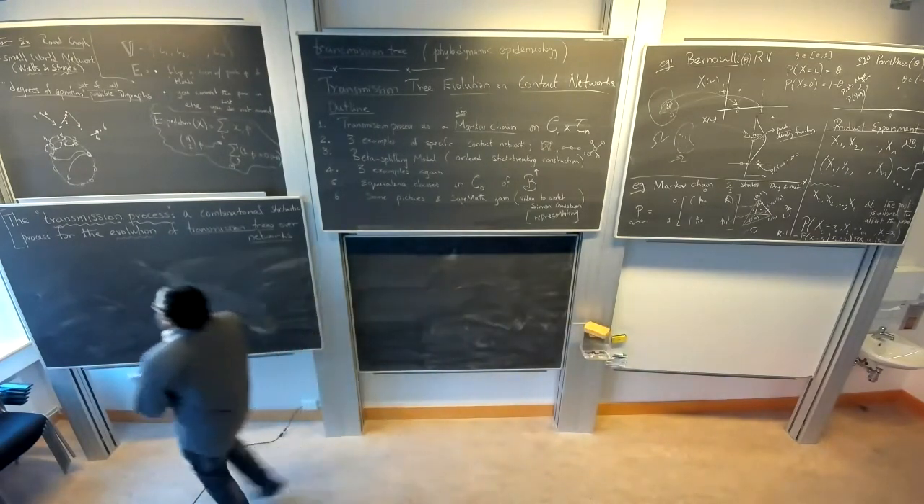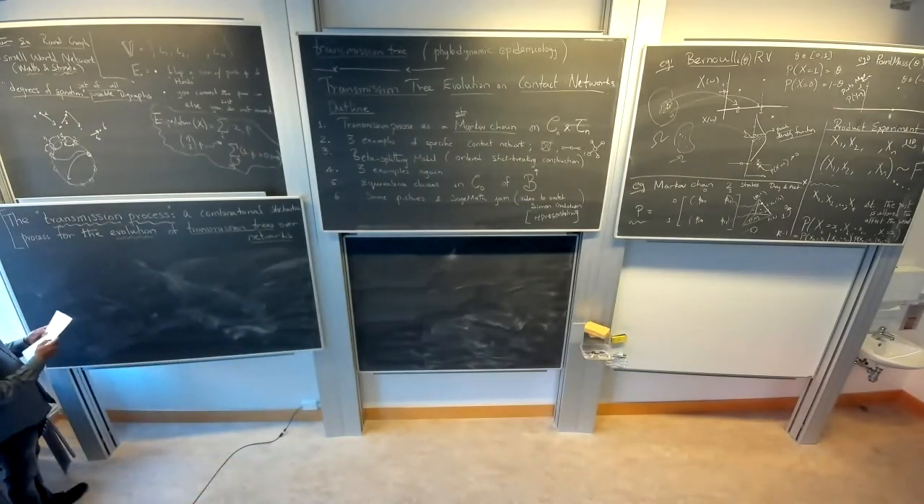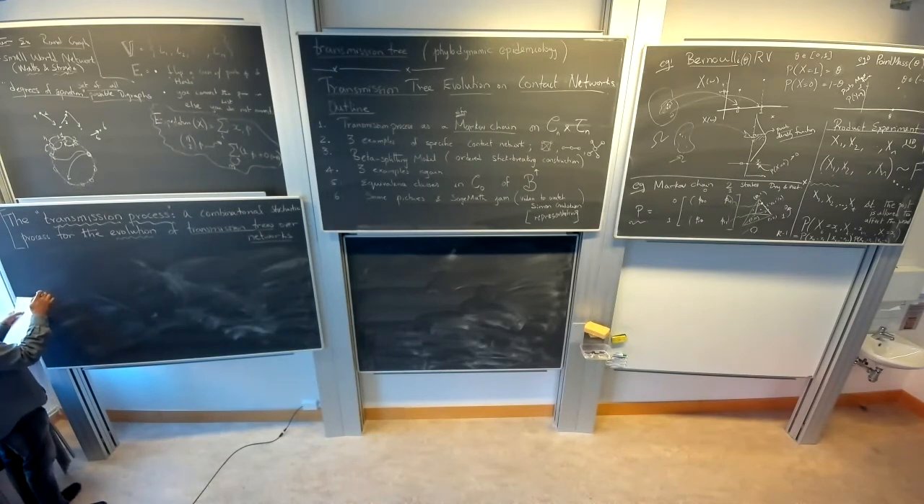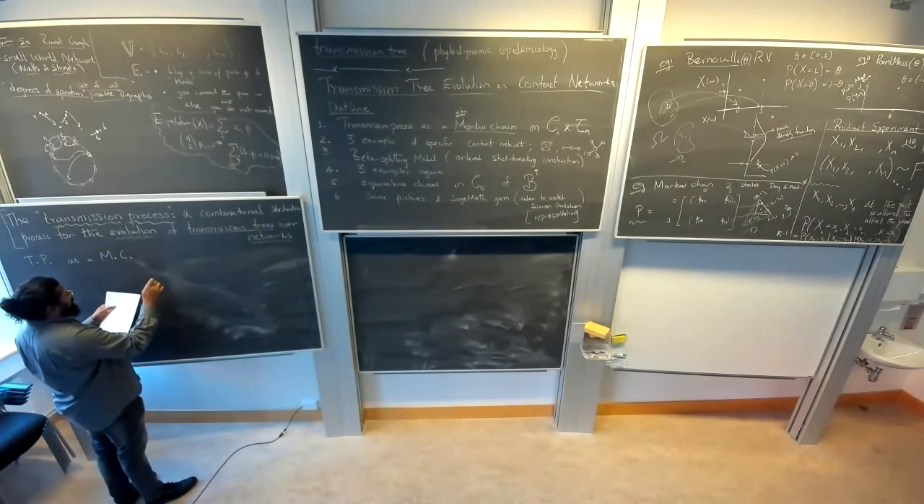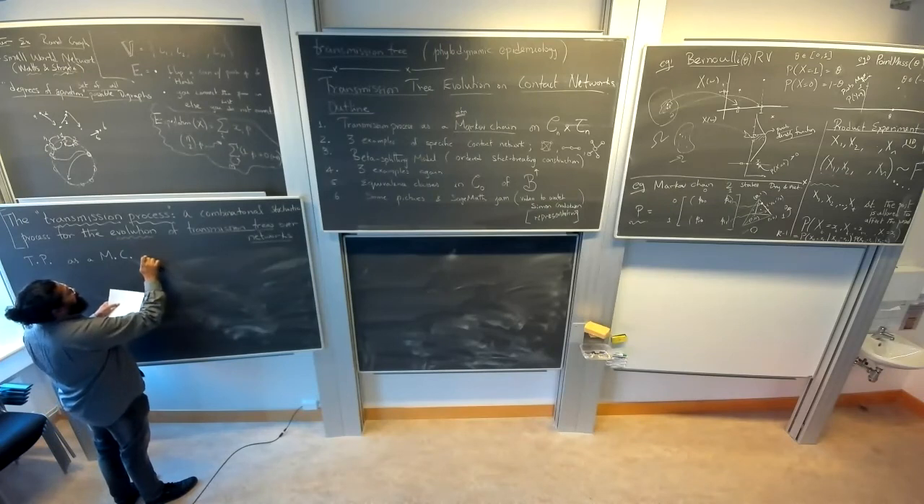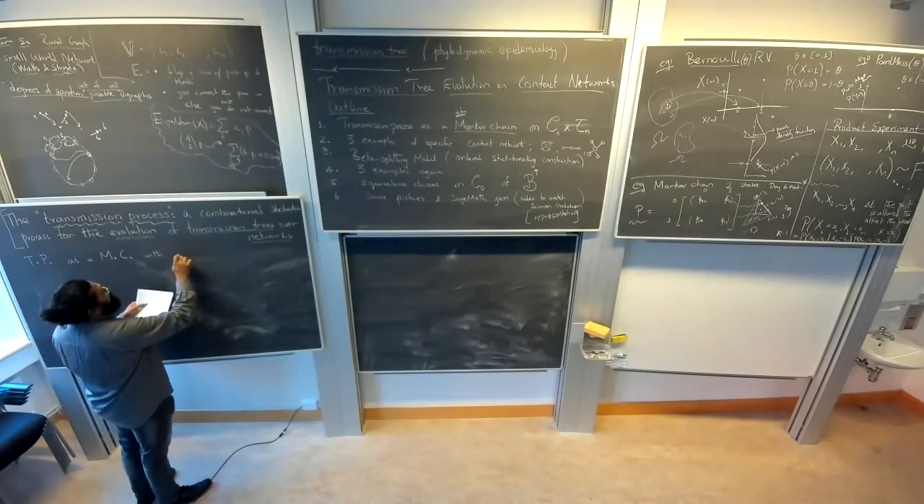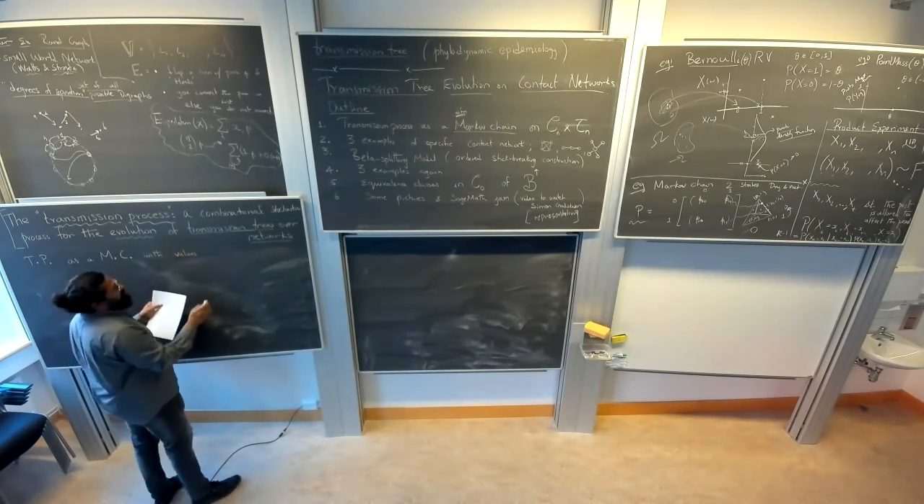Okay. So now let's get back into this. Let me give you the main ideas now. The transmission process, I'm going to call this TP, I said is a Markov chain, MC. But it's a Markov chain that takes values, you can think of them as states.